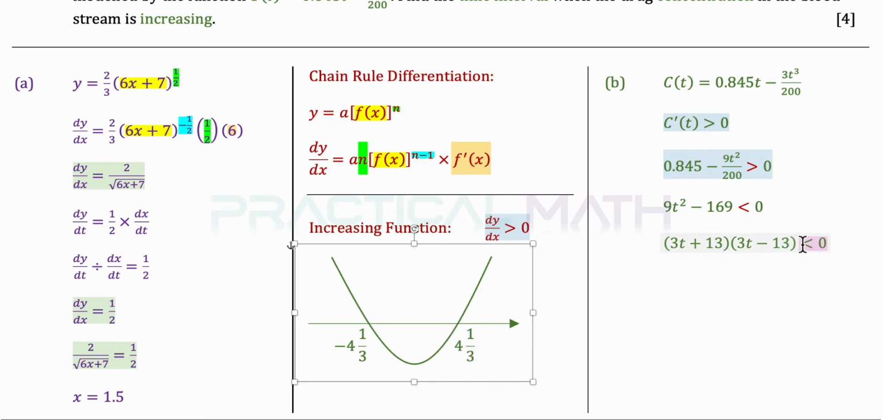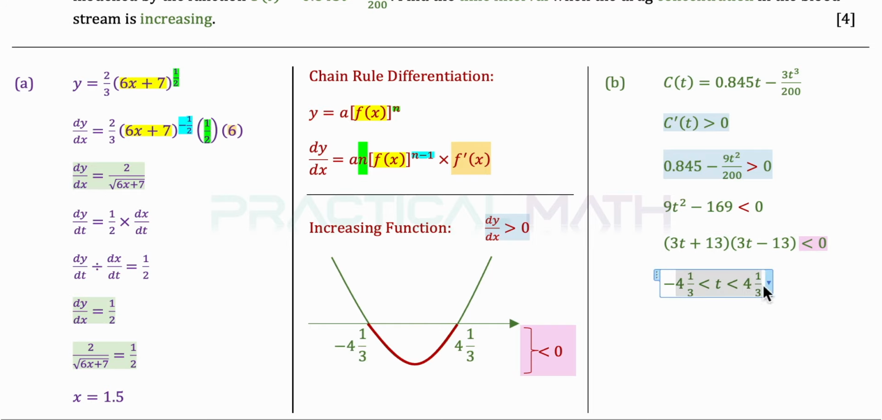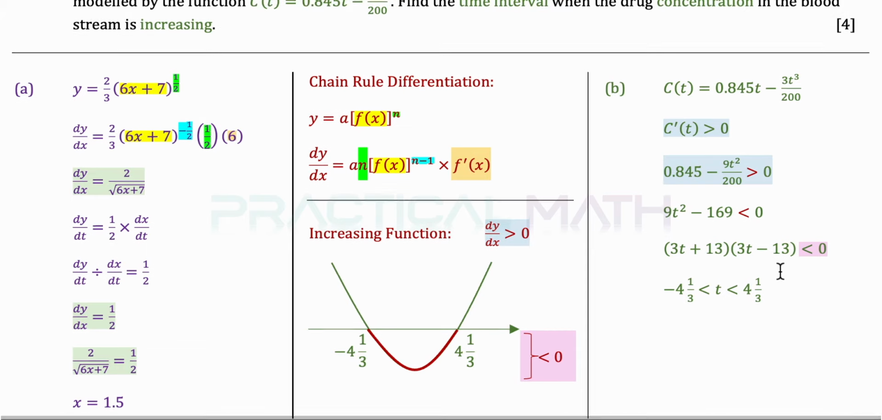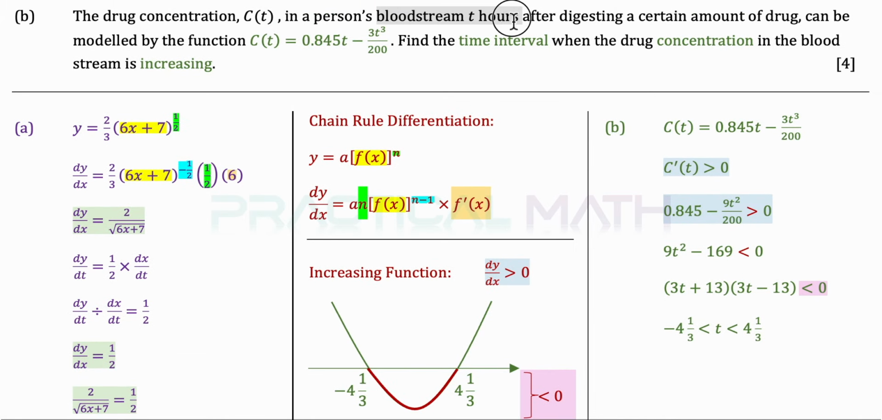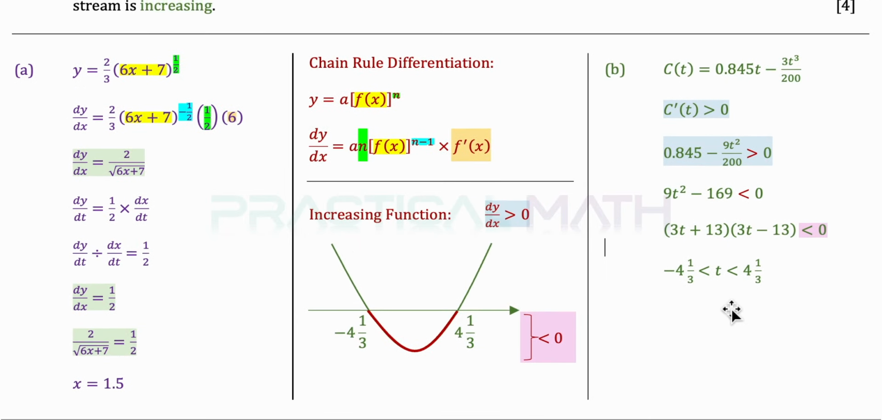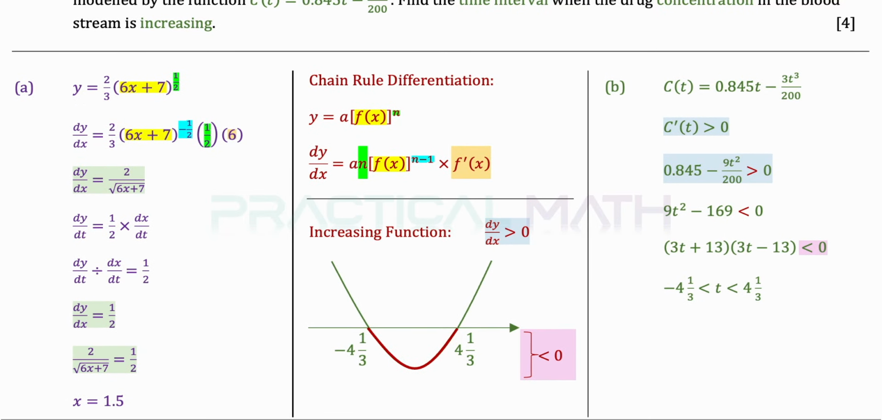Now the question says that our inequality is less than 0. By less than 0, we are referring to this part of the quadratic inequality, which is within one range, in between negative 4 and 1/3 to positive 4 and 1/3 like this. So writing it in inequality form shall give us this answer. But wait, what exactly is t? Going back to the question, t represents hours. So t can be 0, but it cannot be negative. Because t must be more than or equal to 0, we end up having this inequality.